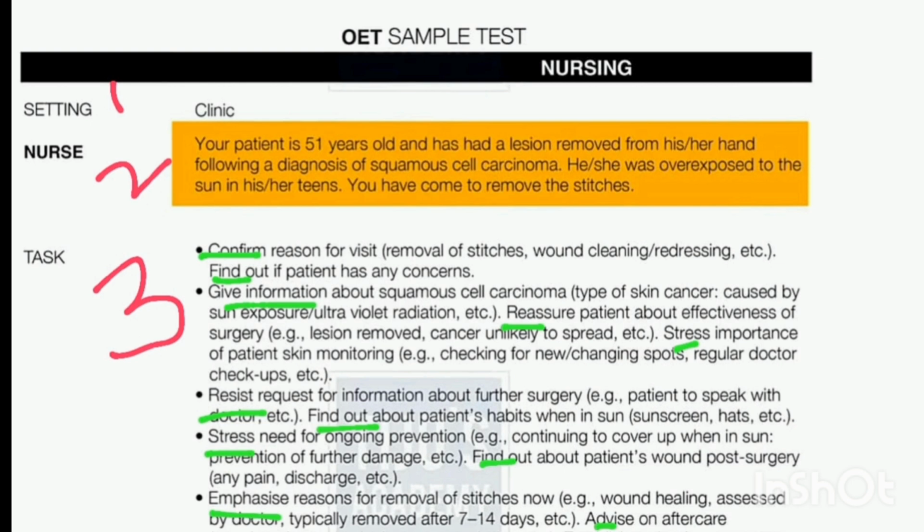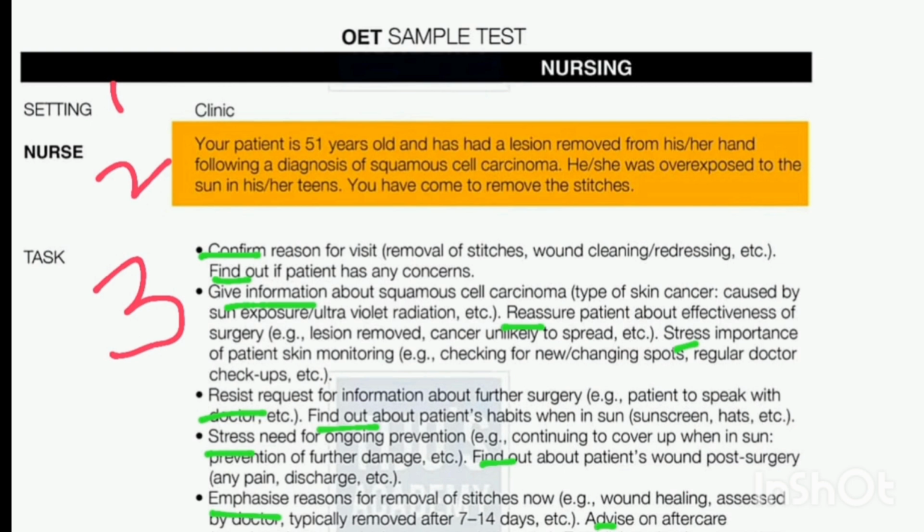So like this we can ask the patient, and when the patient replies yes that he or she is fine, then we can reply okay, good to hear that. Well, I am here to clean your wound and redress it. Before we start, do you have any other concern? Because see, the first task is confirm reason for the visit, like removal of stitches, wound cleaning or redressing, and find out if patient has any concern.